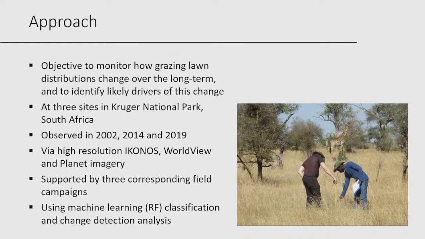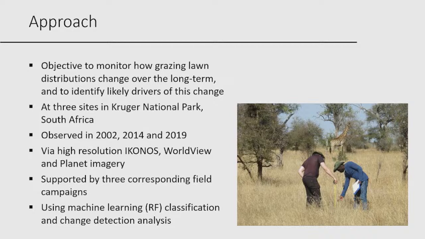And this was about how a grazing lawn changes over time: to monitor this, to try and get an idea of this, and then to identify maybe some of the causes in and around these sorts of processes. So there are 3 sites in Kruger, mostly in southern Kruger, I think just west of Skukuza, towards Lower Sabie, and then up in Satara.